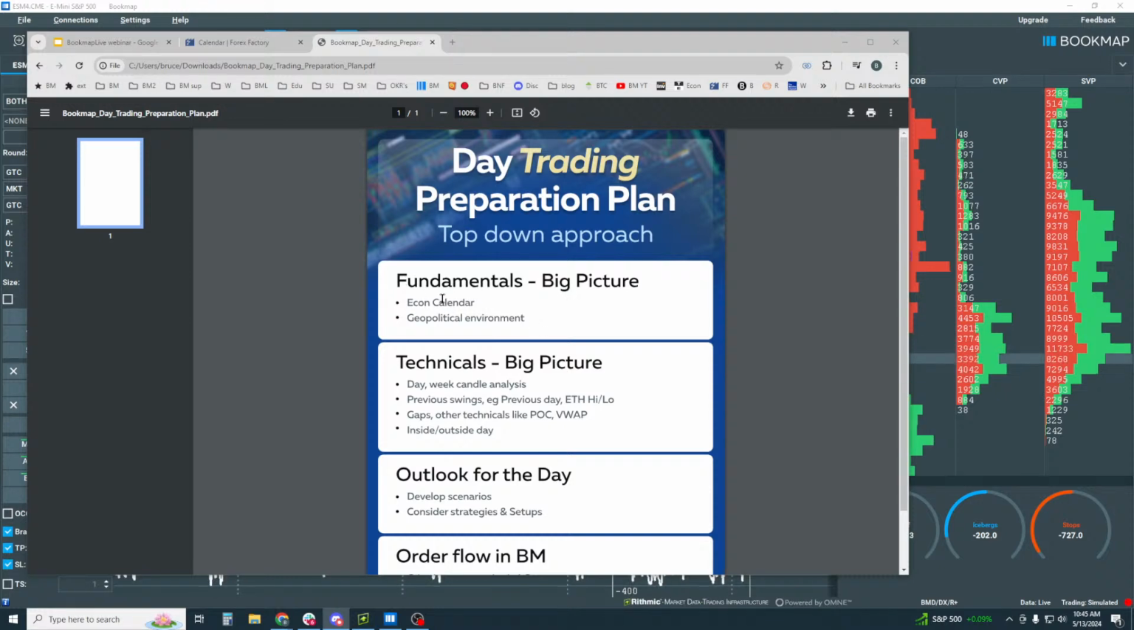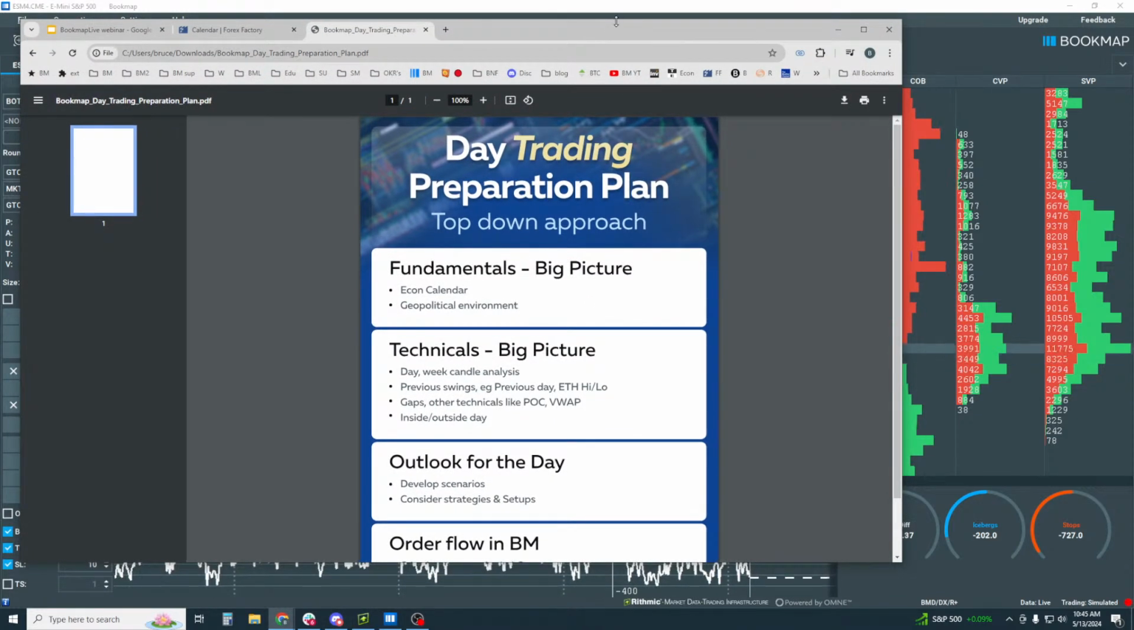So, economic calendar, what's happening out there? Well, we have PPI tomorrow. We have Powell speaking as well. Market's going to gyrate because of that.